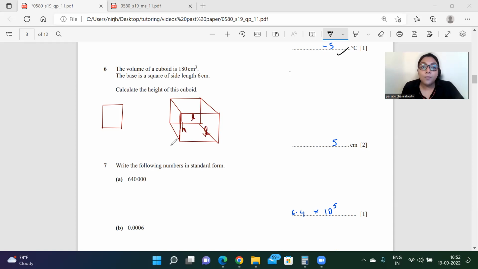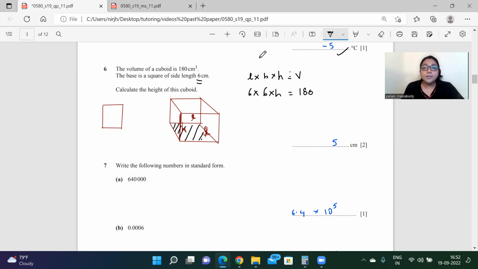Now, what do we mean by volume of a cuboid? Volume means the space occupied. How do you find the volume? The formula for volume of a cuboid is length into width into height. In this case, the width is also equal to the length, because the base is a square. The length is given as 6. So 6 times 6 times height is the volume. Volume is also given to you, which is 180.